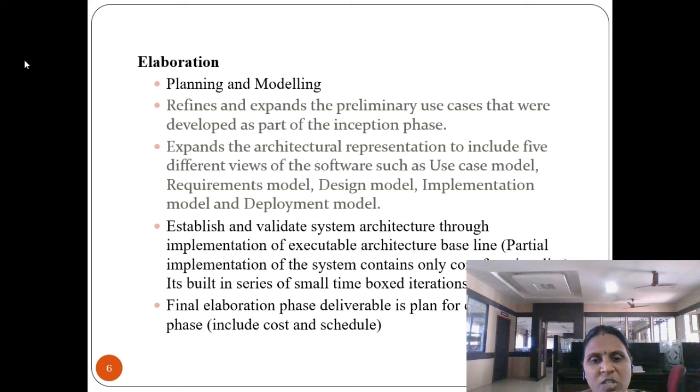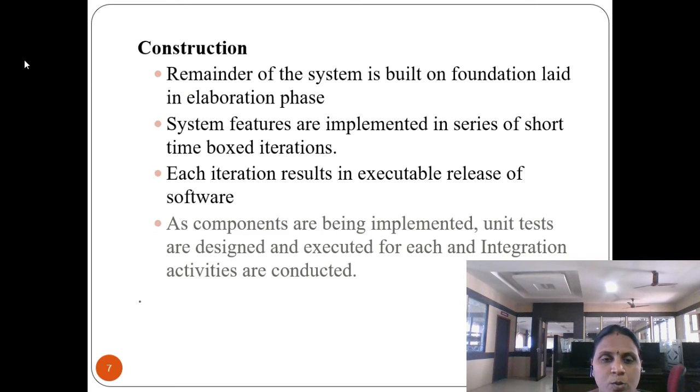Here we establish and validate the system architecture through the implementation of an executable architecture baseline. A partial implementation of the system contains only the core functionality. This is used to build a series of small time-boxed iterations. Iteration is nothing but repeating the process again and again until the customer is satisfied. The final elaboration phase has a deliverable plan for the construction phase, which includes the cost as well as the schedule.